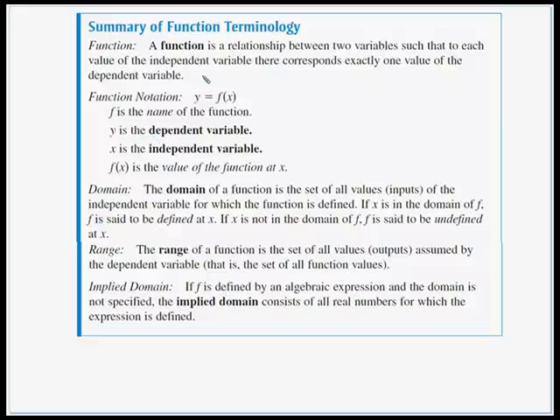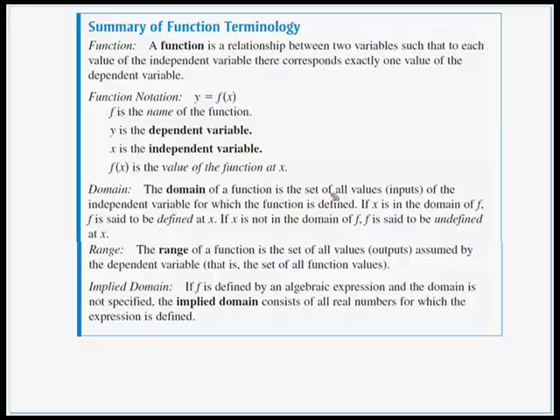Y is the dependent variable. It depends on what you plug in for x. X is the independent variable. When we were doing tables to graph functions of x's and y's, we would pick different x values and then plug them into the function to see what y values pop out. X is independent. Y depends on what value of x you put in. F of x is the value of the function for that particular value, x.